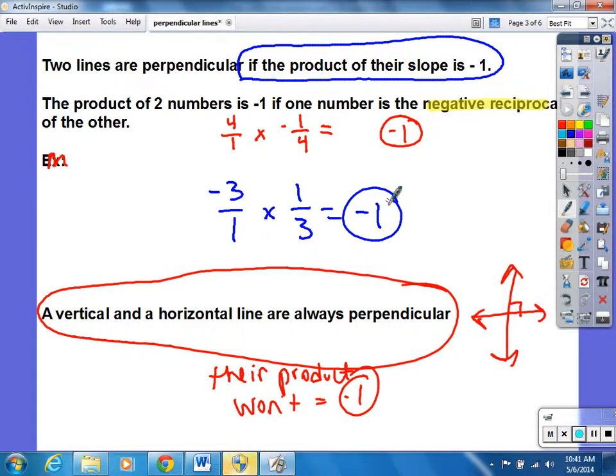The only time that that will not happen is if we find the slope of a vertical line and the slope of a horizontal line. We know the slope of a horizontal line is 0. The slope of a vertical line is undefined. And therefore, the product of their slopes will not equal negative 1, but it is pretty obvious that a horizontal line and a vertical line will form a 90-degree angle.